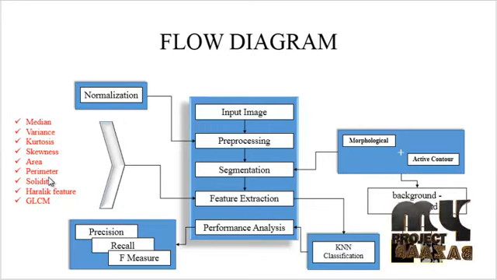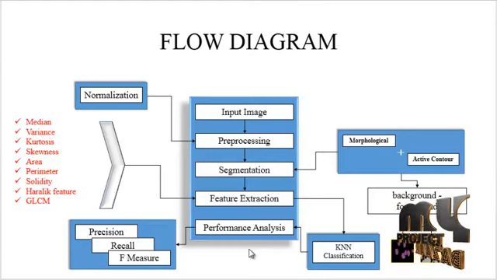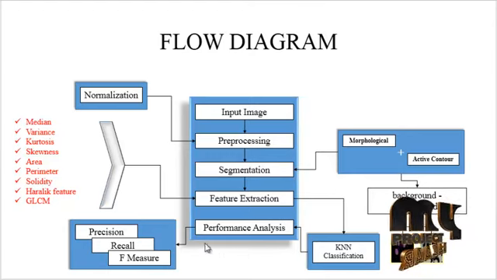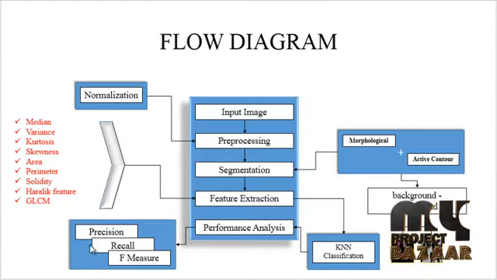In this classification method, we determine whether the input image is affected or not. After getting the classification result, the performance will be estimated by using parameters like precision, recall and F measure. By these three parameters, we can justify whether our process is efficient or not. Hence, this is the overall working flow.